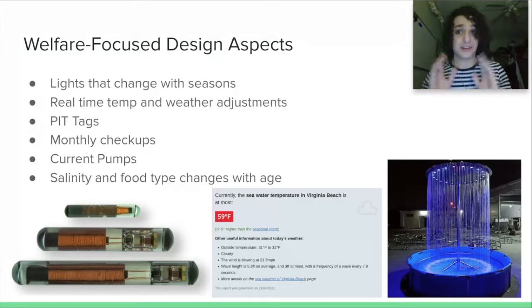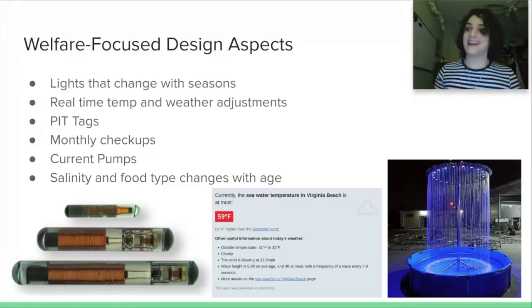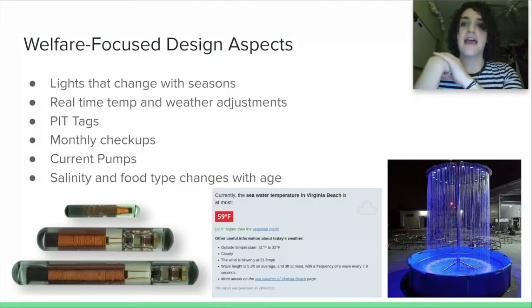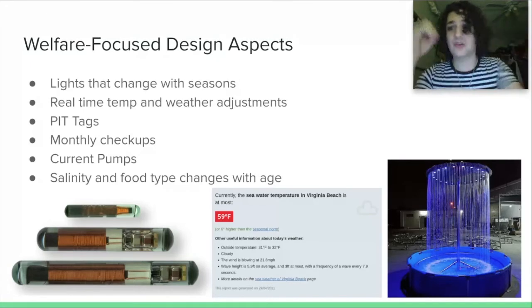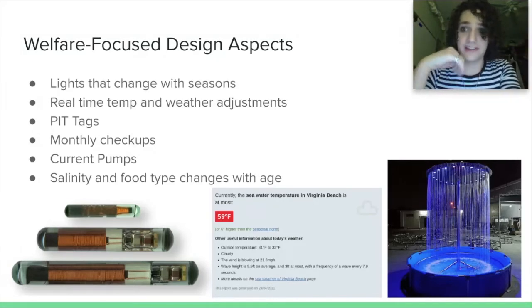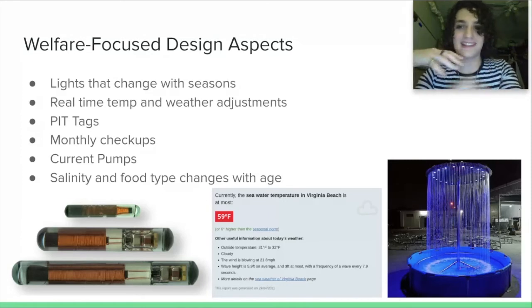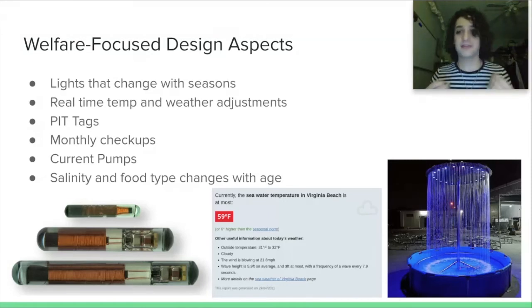So what is very important for rays that I noticed was severely lacking at the aquarium that I talked to was health checkups. And the problem with health checkups and Cownose rays is that Cownose rays have very little individualization, which means that you can't tell them apart very easily.